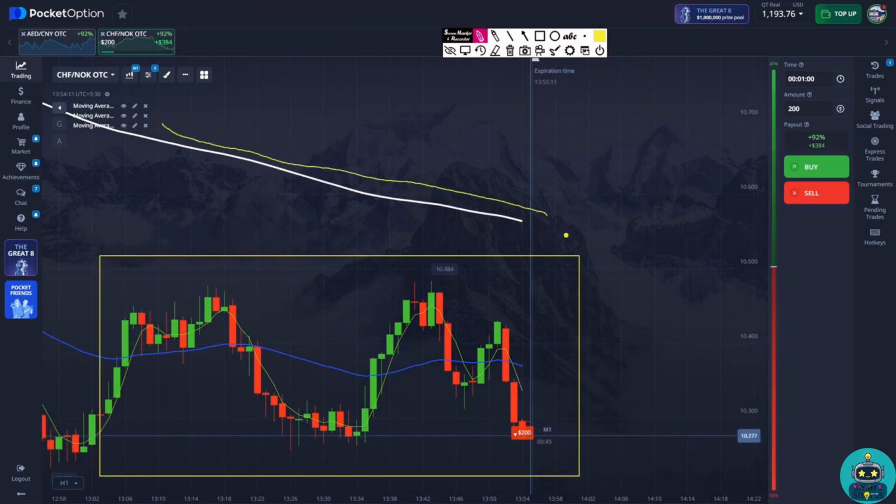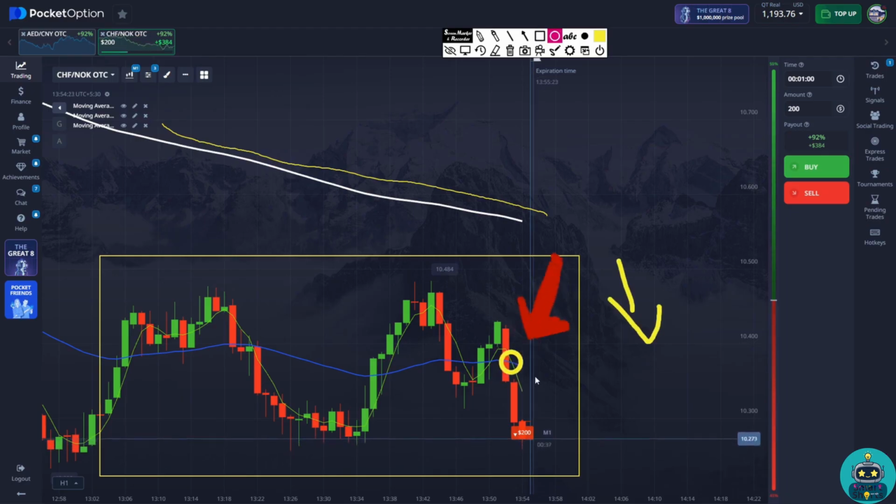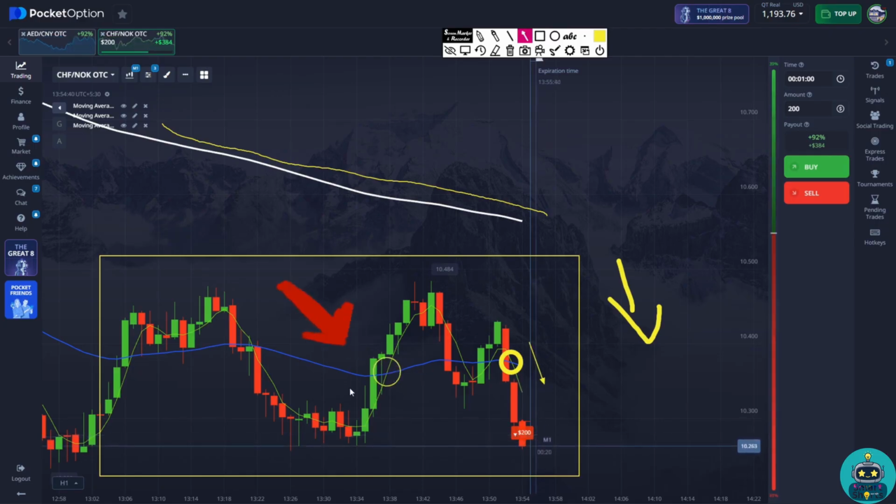Now that's why I have taken a trade for the down direction. Here the green line crossed the blue line in the downward direction, which means we have to take a trade for the down direction, like we did. Also you can see here, the green line crossed the blue line in the upward direction, which means you can take a trade for the up direction, but as the market is in a downtrend, you have to avoid this.